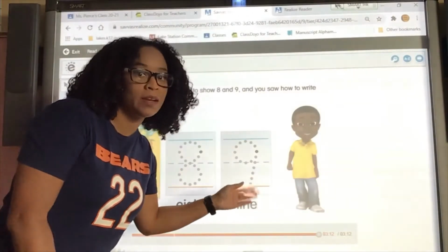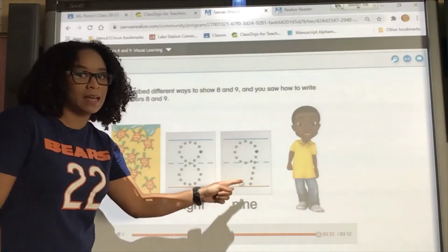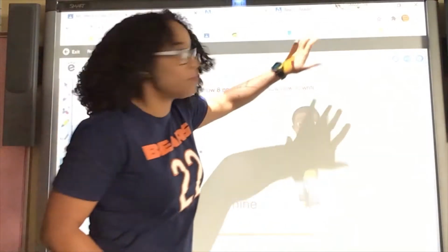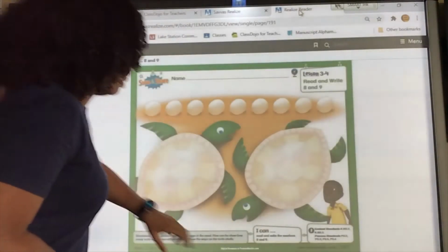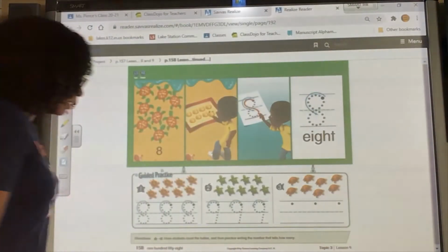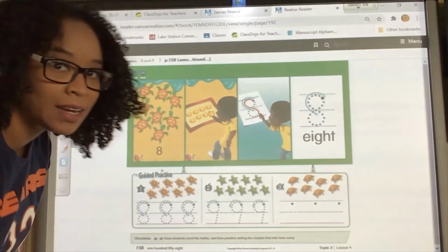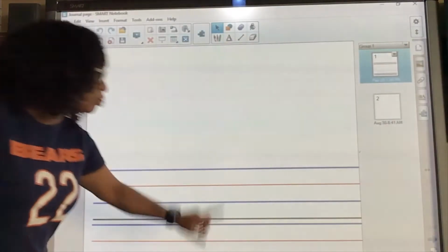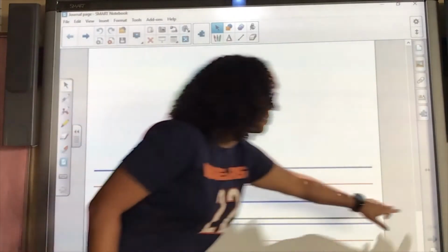Okay, so it looks like we're doing more practice with 8 and 9, but today we're going to be writing it. So let's get to our math book. And make sure you have your journal too so you're ready to write it. It looks like we're counting and writing 8 and 9. Make sure you have your journal page. Got mine ready.